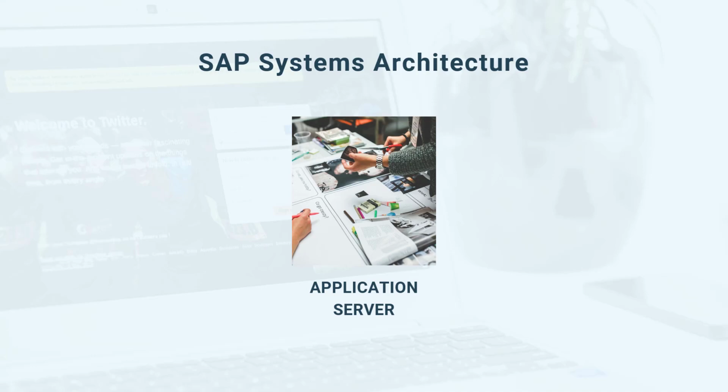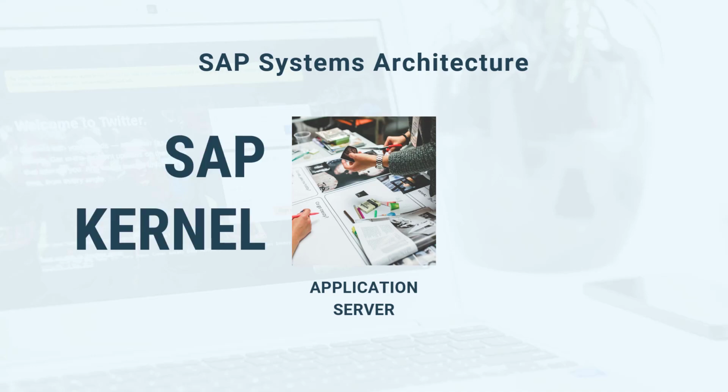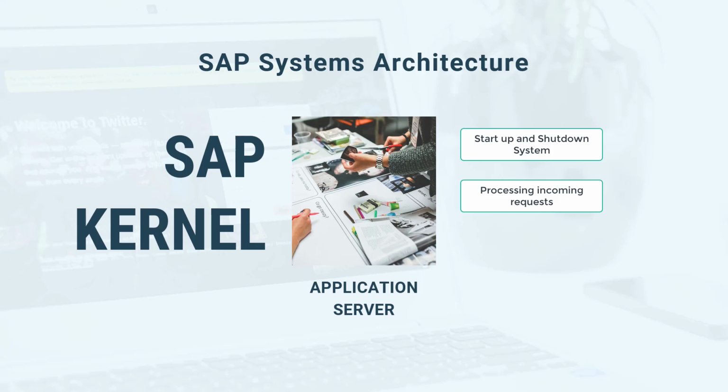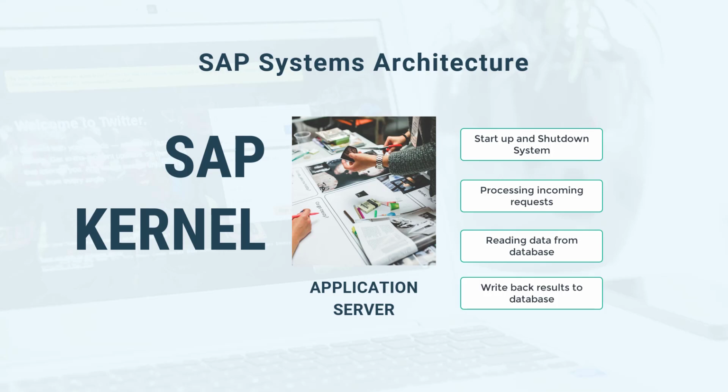The application server is the processing engine of the entire SAP system. It contains the SAP kernel. Kernel programs are the SAP core processes, which are required for all technical tasks, such as starting up and shutting down a system, processing all incoming requests from SAP GUI, reading data from the database, and writing back the data to the database. We can have more than one application server in an SAP system.